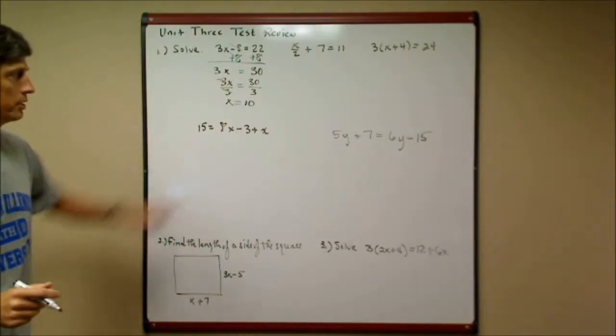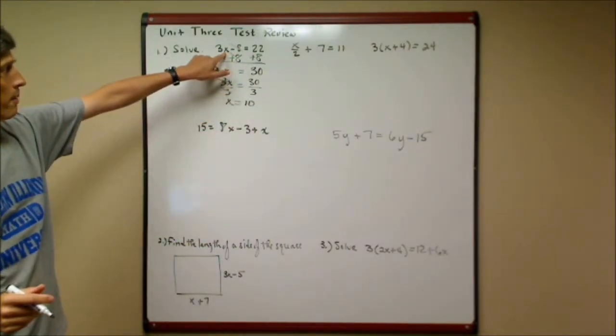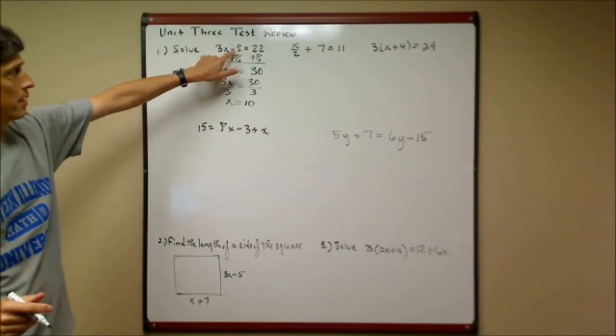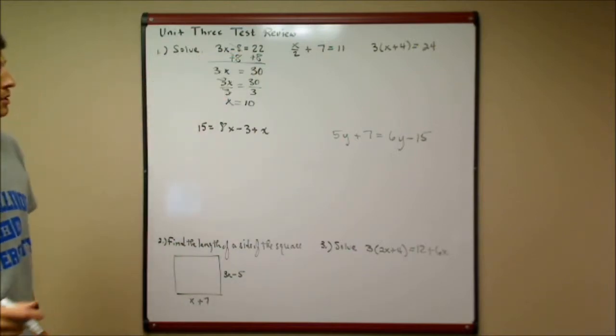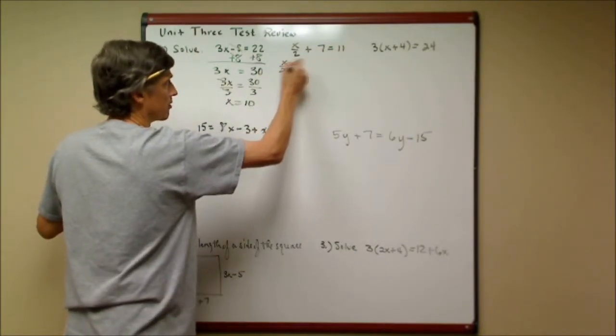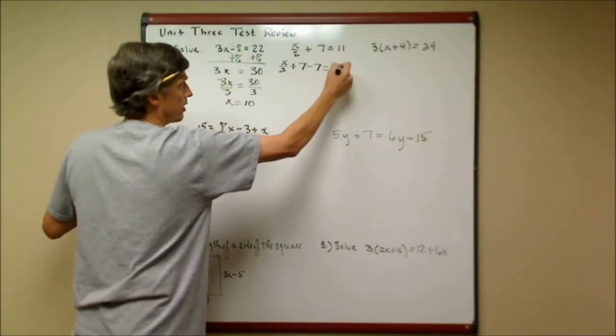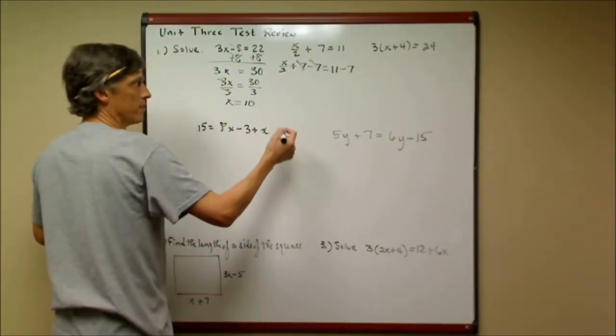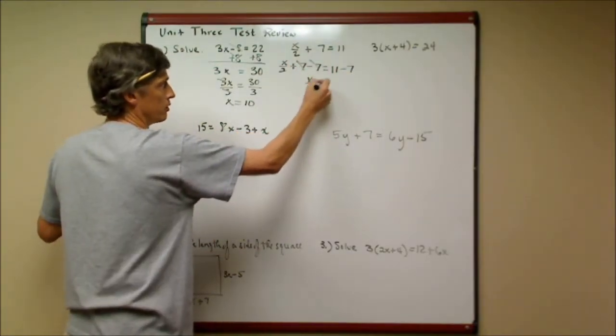Remember, you can check your answers. Take the 10, substitute it back into the original problem. Does 3 times 10 minus 8 equal 22? Absolutely. Over here, I'm going to subtract 7 from both sides. I'll write it the more traditional way. The plus 7 and the minus 7 cancel out. I have x over 2 is equal to 4.